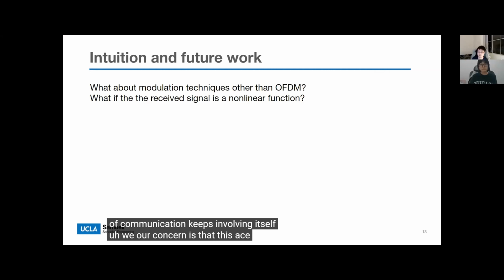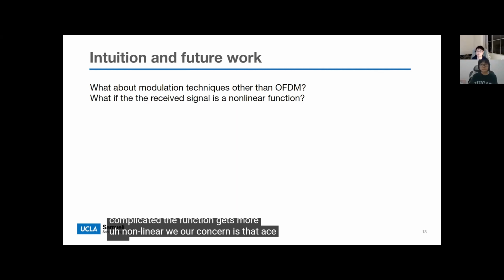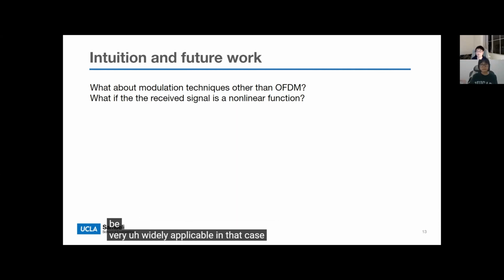our concern is that this ACE defense mechanism may not be widely applicable to other modulation techniques, and its feasibility might be undermined if there is interference, or if the environment gets more complicated and the function gets more nonlinear. Our concern is that ACE may not be very widely applicable in that case. And that's all we have for today. Yeah, thank you.